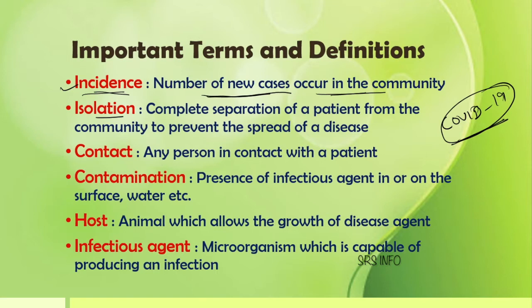Then next is isolation. What is isolation? We are all familiar with this term now. Okay, the patients who are infected by this COVID-19 virus, they are advised to live isolated. Why? Because isolation means the complete separation of a patient from the community to prevent the spread of a disease. So we have to prevent the spread of that disease, so that the complete separation of that patient from that community is very essential. This term is isolation.